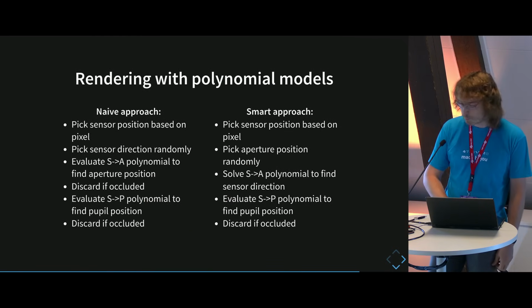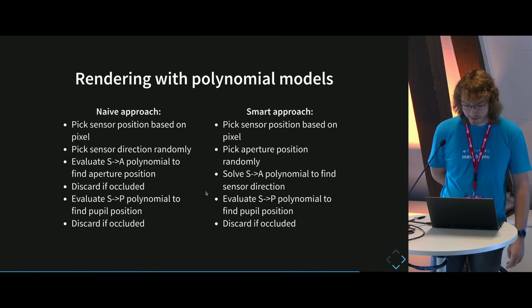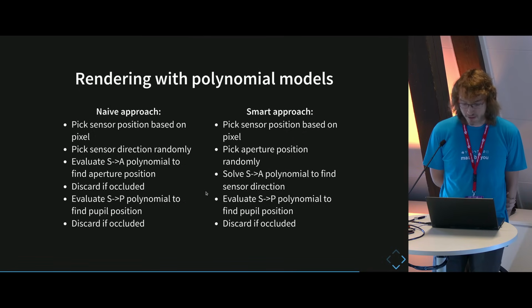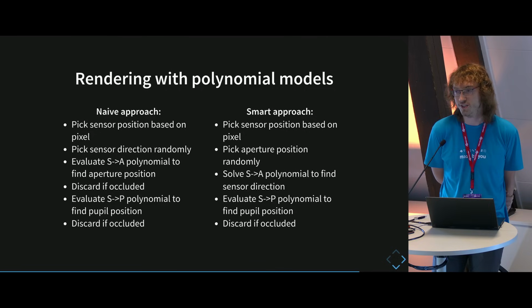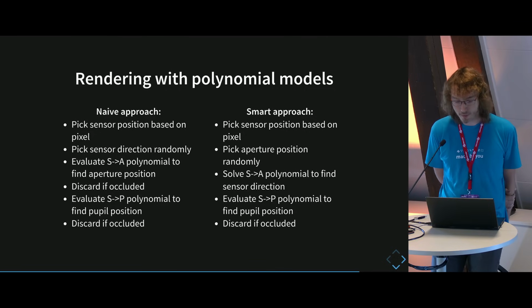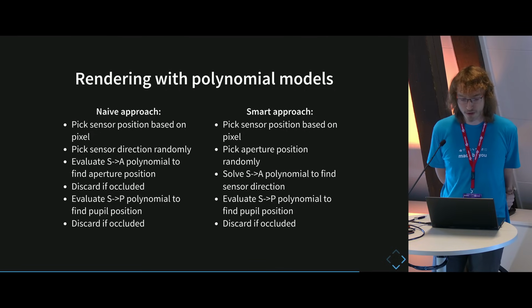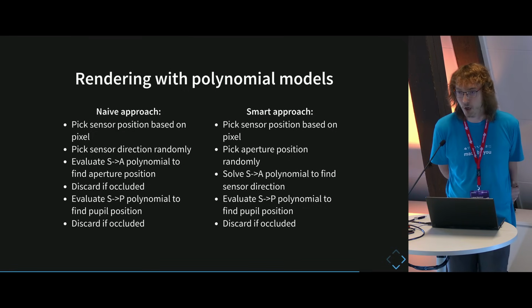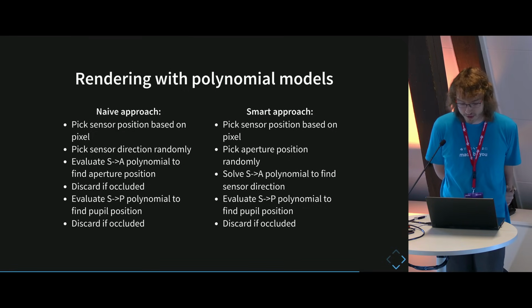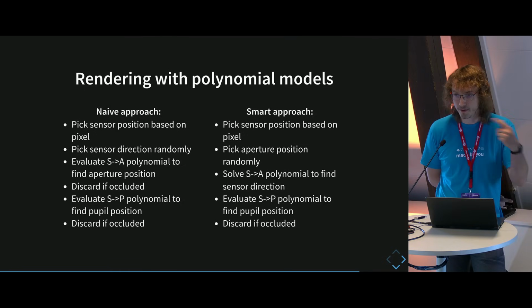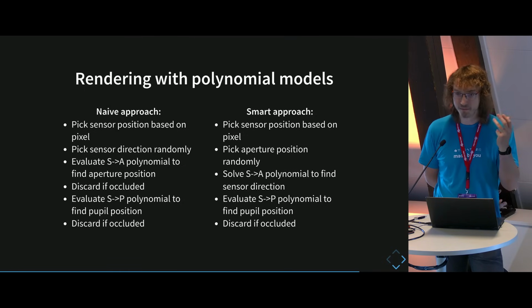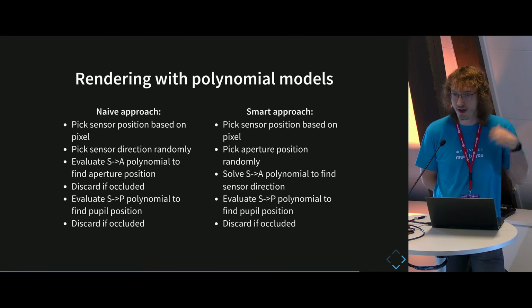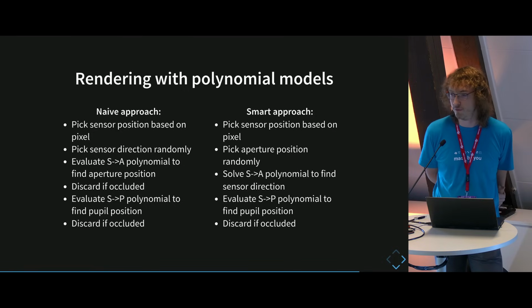Right, so how does this actually look in a renderer? There's two approaches, sort of. You have the naive approach, which is you start on the sensor somewhere, you know the position on the sensor from the pixel you're rendering, you pick a random outgoing direction, you evaluate the polynomial to find out what your aperture position is, you check, did I hit the opening, or is the ray being blocked? If it's blocked, we just discard it. If not, we evaluate the second polynomial to find our position and direction on the pupil. Again, we check if we hit the sensor body or whatever, but if we actually hit the pupil of the lens, then we say, okay, nice, and we use the origin and direction as the ray that we are tracing.